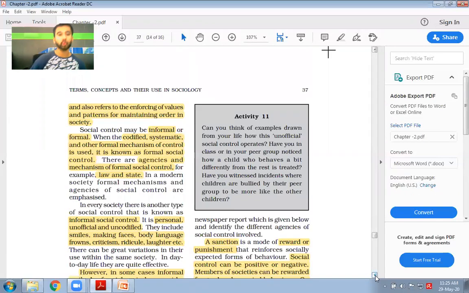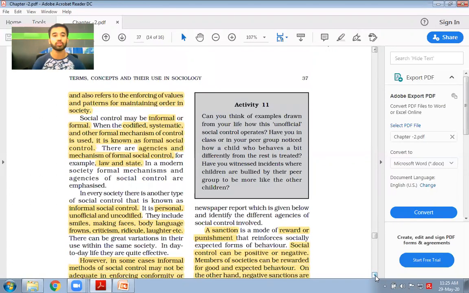Now we will complete this particular topic within just 5 minutes, because we are left with just a few lines. Social control is of two types: one is informal social control, the other is formal control. Formal means when codified, systematic, and other formal mechanisms of social control are used; this is known as formal control. The agencies that practice formal control are your state law. Now, what do you mean by this?